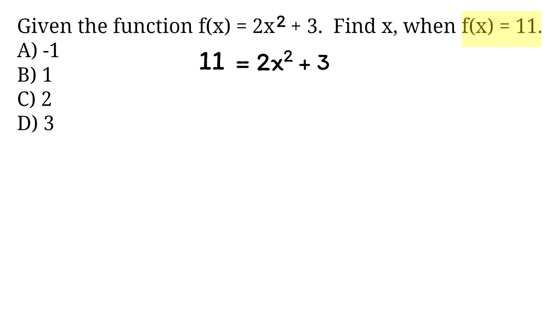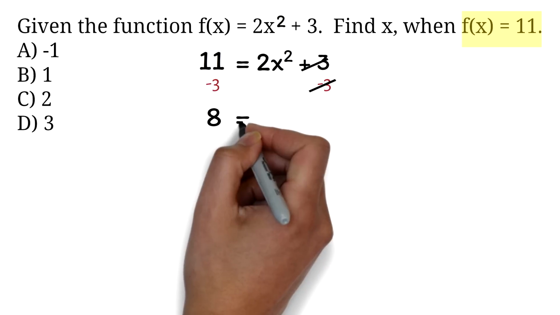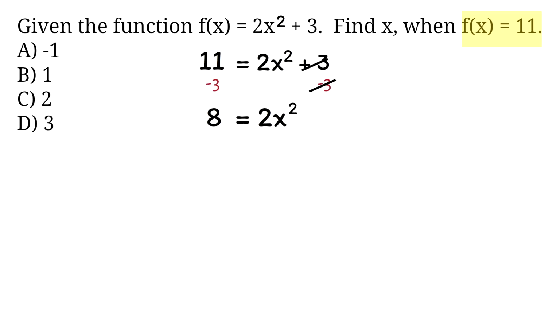Now we will solve for x. Please, if you're not familiar with solving equations, check the links in the description and watch the video. It's extremely important you master how to solve equations. We want to get the x by itself. We will first subtract 3 from both sides. The 3 will cancel out. 11 minus 3 is 8. So we have 8 equals 2x squared.